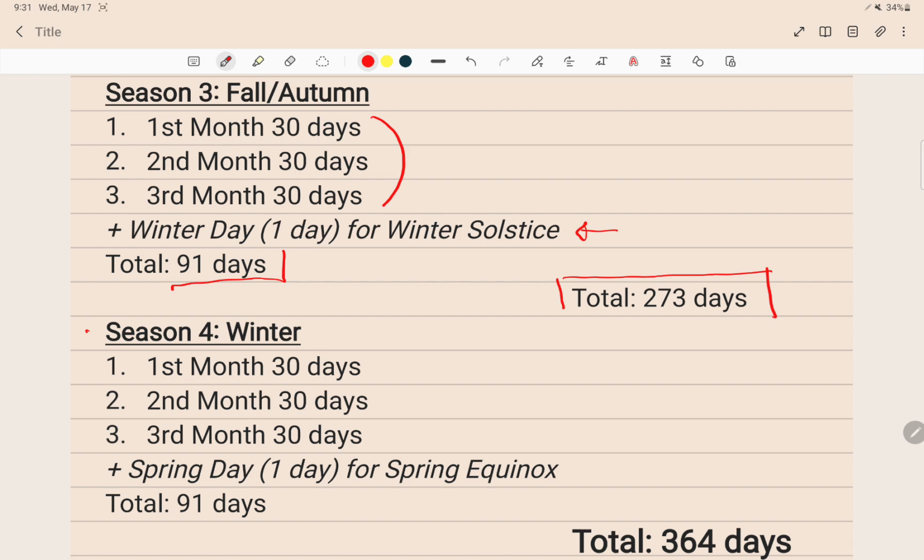Then your fourth and last season, which is going to be winter, starts again. 30 days for all 3 months, and then one day for the spring, which will be our spring day, or for spring equinox, that is accounted for here. So total for this season, 91 days, and the total so far is going to be 364 days.